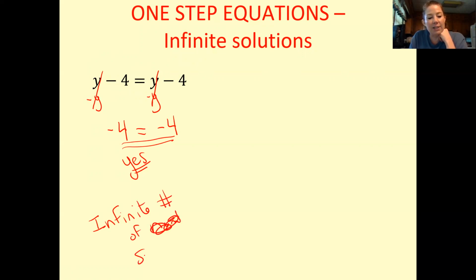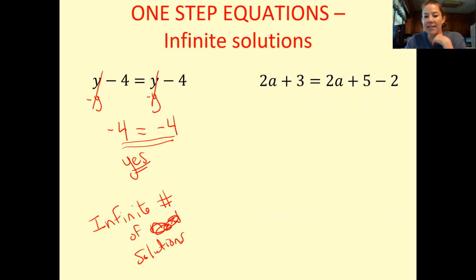Oh my goodness, pay attention. All right, so for example, if I said y equals 3, if I plugged in 3 right here, 3 minus 4 is -1. Well, if I plug 3 here, 3 minus 4 is -1. So -1 is -1, that's true. Or what if I put 10 for y? I would end up getting 6 equals 6. So no matter what number I substitute for y, I would get a true statement. That's why this has an infinite number of solutions.